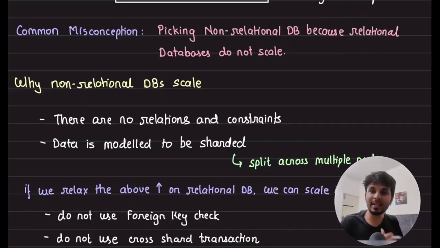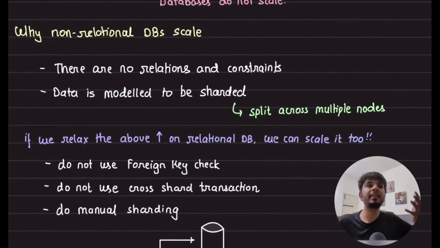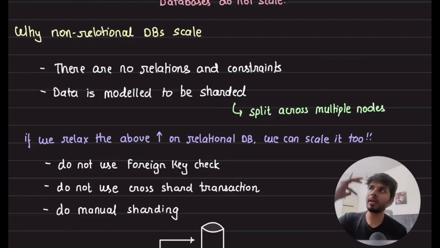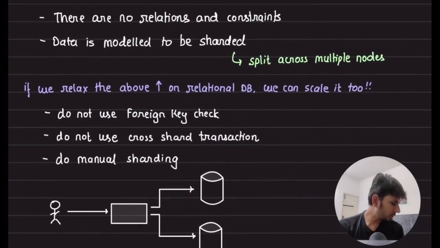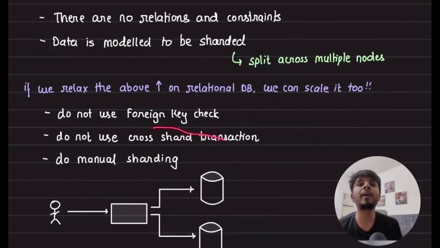Now, the way non-relational databases define access patterns, they start with an assumption that your data is distributed across nodes, which means that you would never be accessing data that requires you to make cross-shard queries. They start with this assumption. Now, if you think about it, you can do that exact same thing on a relational database. What if you just drop the foreign key checks? You design your model such that you don't have any foreign key checks, and you don't have any cross-shard transactions, or you just do manual sharding, right?